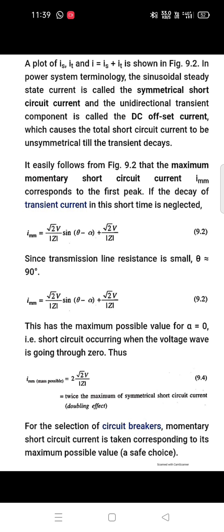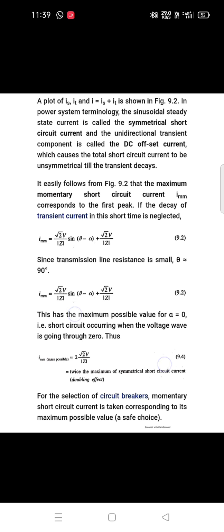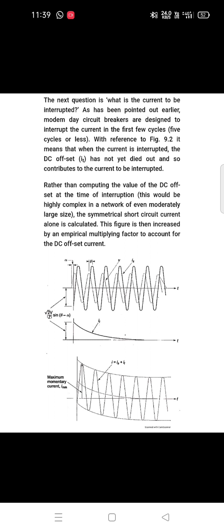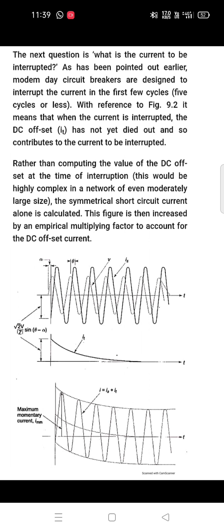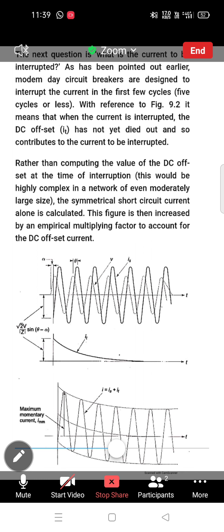Just for the safe choice, we select the maximum possible value of current for the selection of circuit breakers. Now the next question is about the circuit breakers: what is the current to be interrupted? As has been pointed out earlier, modern-day circuit breakers are designed to interrupt the current in the first few cycles, only 5 cycles or less.